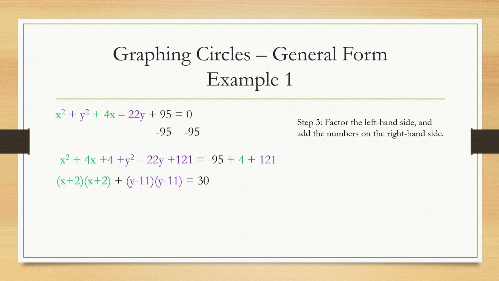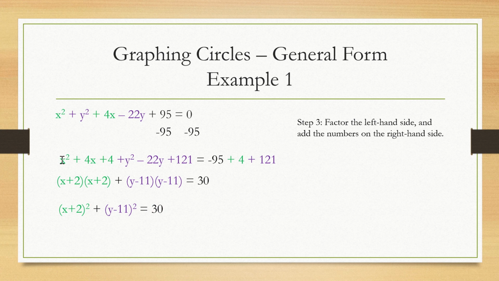So let's do that. What 2 numbers multiply to 4 and add to 4? That's 2 and 2. And in this case, what 2 numbers multiply to 121 and add to negative 22? That's negative 11 and negative 11. Then we just add up these numbers. If you add negative 95 plus 4 plus 121, you get 30. Of course, another way to write x plus 2 times x plus 2 would be x plus 2 squared, and then the same thing for y minus 11 squared.